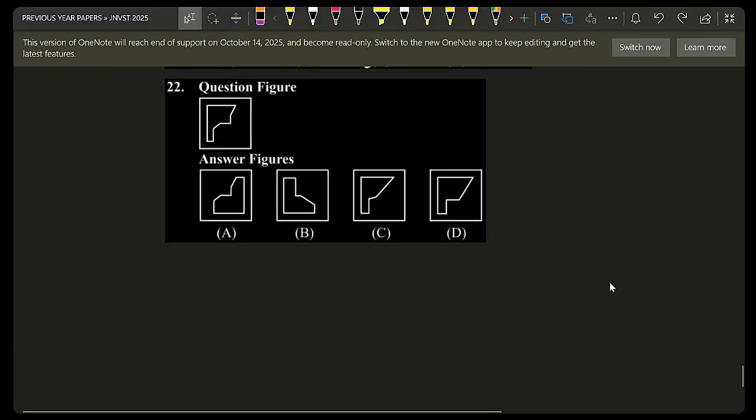22. Okay, 22nd one. So to fill the square, which part? Just follow the pattern in the cut portion. The cut portion clearly shows that option A will be matching. Option A is correct.